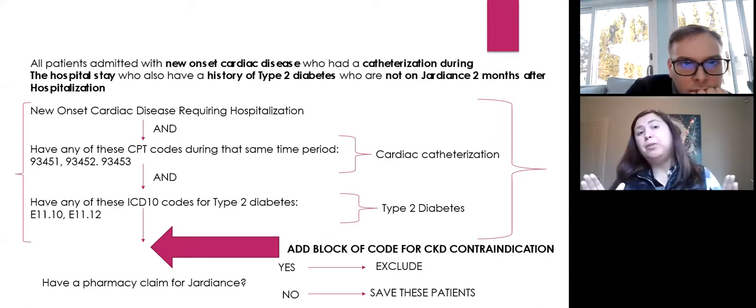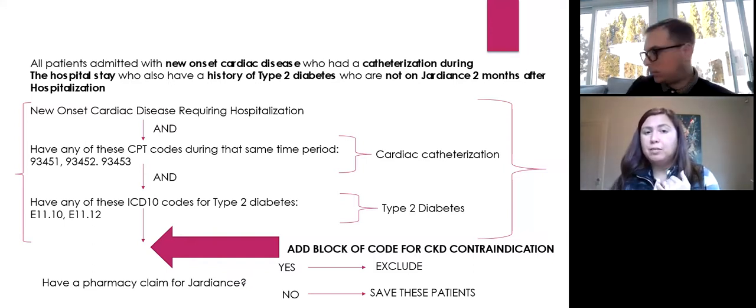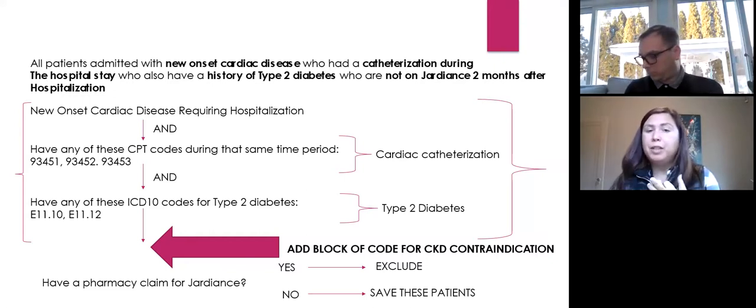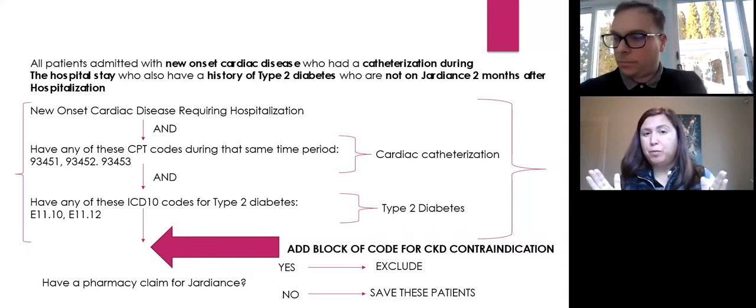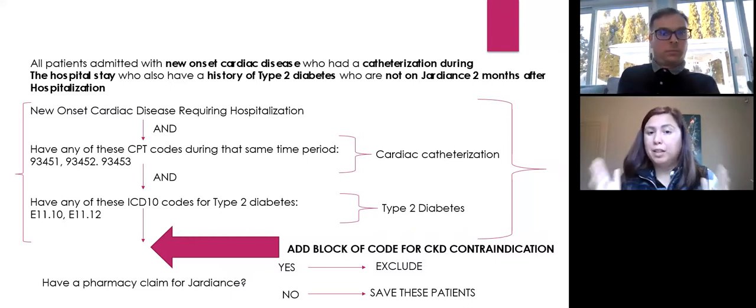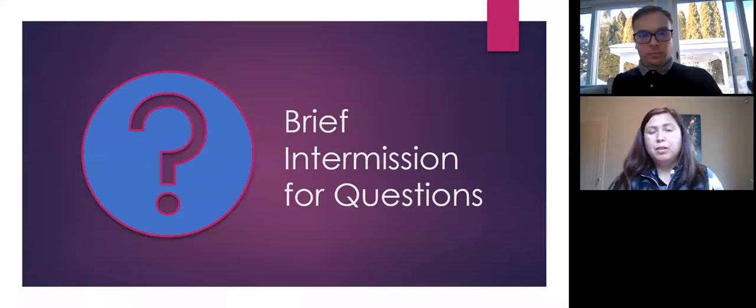And anybody who meets the criteria of chronic kidney disease is now programmatically excluded from the algorithm. And at the very end, you have people who have cardiac disease, who had a catheterization, who have type 2 diabetes, and do not have a kidney problem. Now we're looking for the pharmacy claim. Now we've hopefully found the right type of people that can benefit. So for the interest of time, I'm going to just move forward.